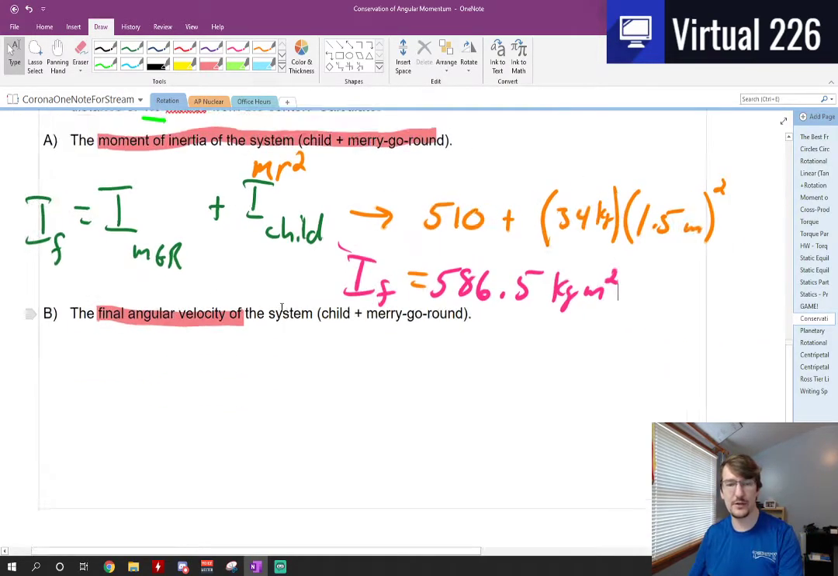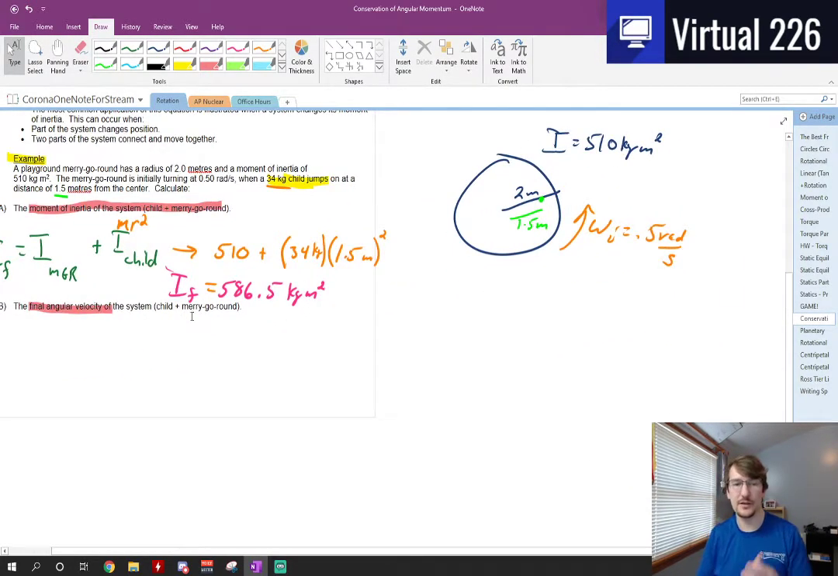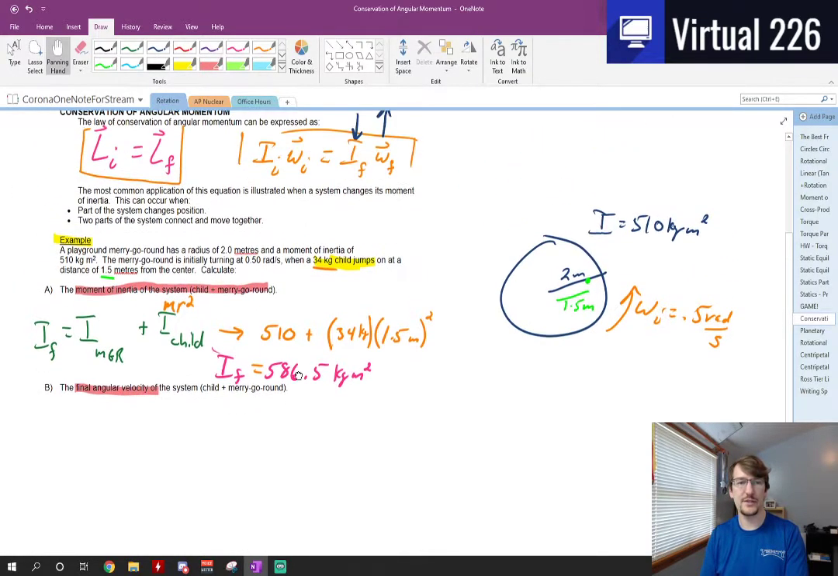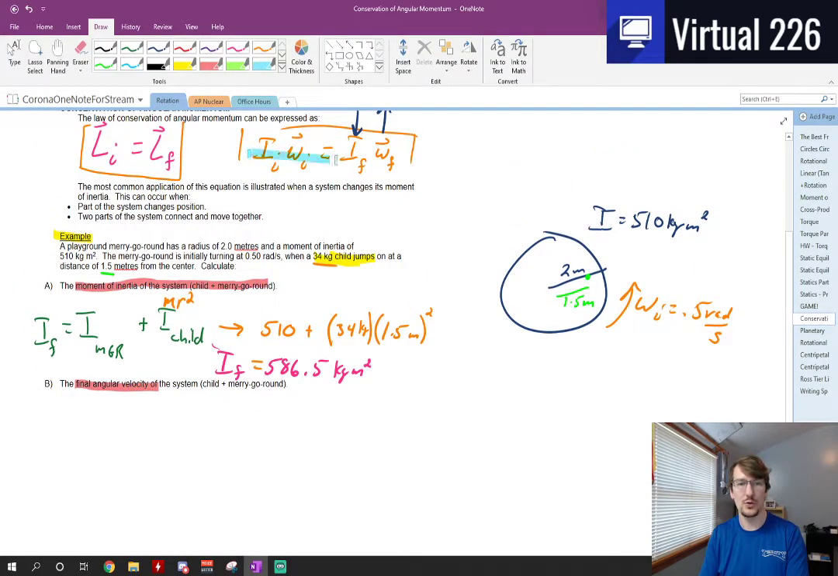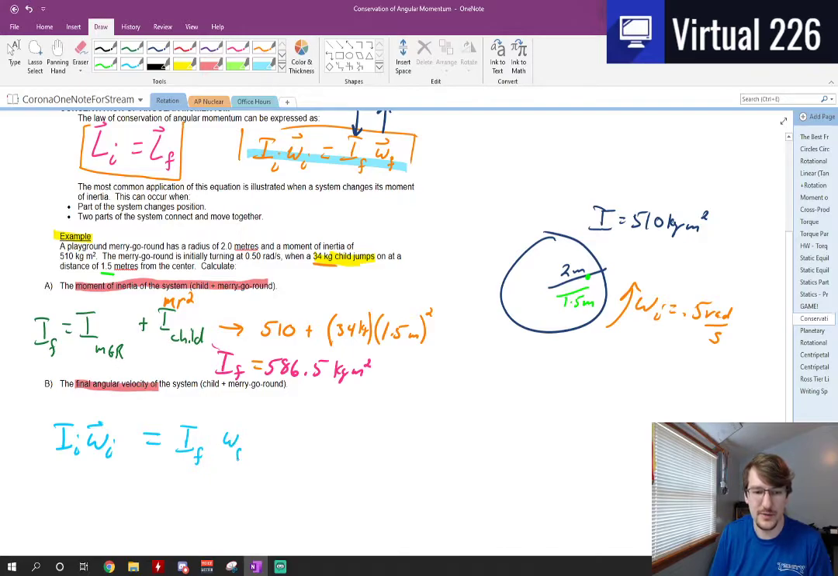Now, to find the final angular velocity of the system of the child plus the merry-go-round, we need to set up this equation from above right here. We need to take the initial moment of inertia multiplied by the initial angular velocity, and that will equal the final moment of inertia times the final angular velocity. And that final angular velocity is what we are looking for. So let's go ahead and plug in some numbers and get that.